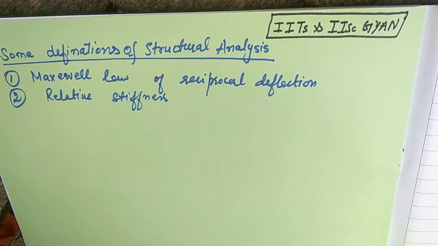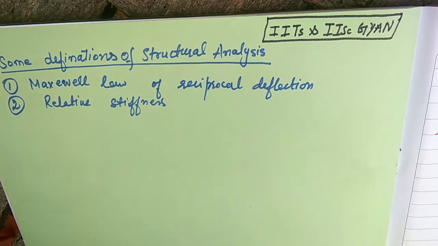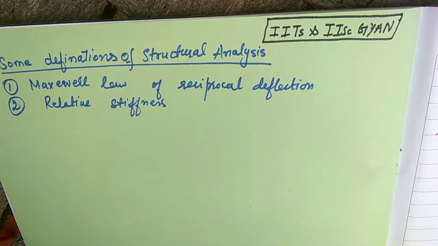Hello viewers, today we will discuss two definitions. First, Maxwell's law of reciprocal deflection, and second, relative stiffness. Maxwell's law of reciprocal deflection.